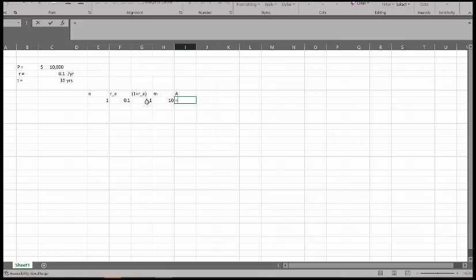Alright, so now we find the accumulated amount for if we're only compounding once per year. That's simply going to be the principal, which is a constant, so put a dollar sign in front of it, multiplied by 1 plus RE raised to the n. And so at the end of 10 years, we will have $25,937.42 accrued. That's only for one compound per year.